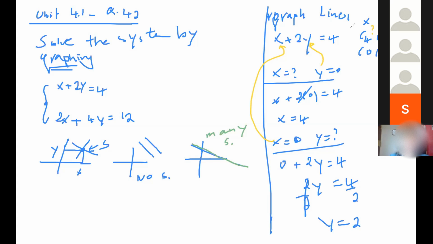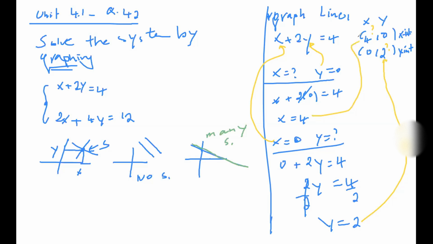So the y goes here. Okay, so the y was missing, so that goes here. And this x is what was missing, and it went over here. Okay, that's line 1. All this just to graph one line.